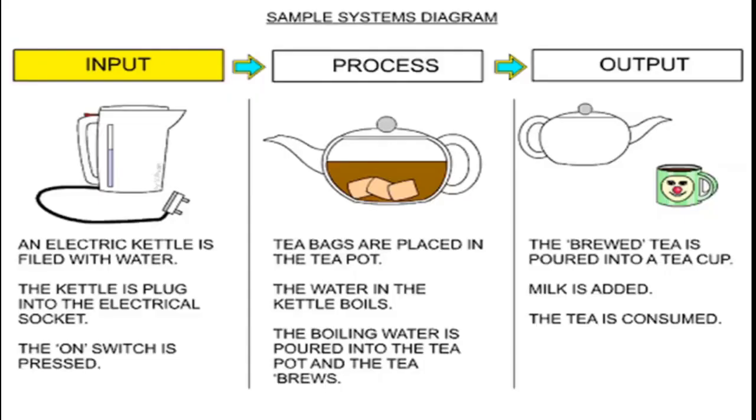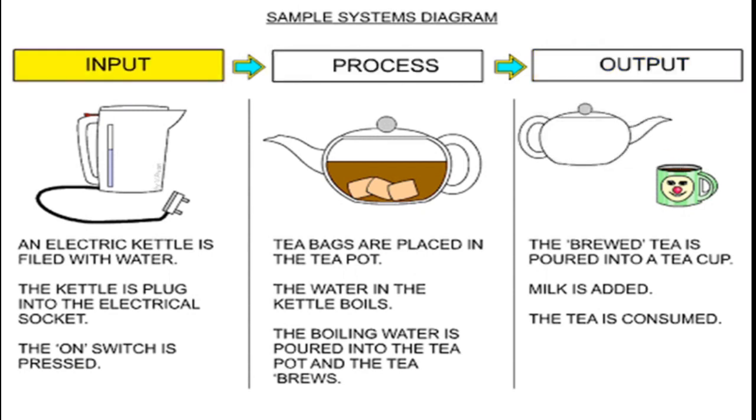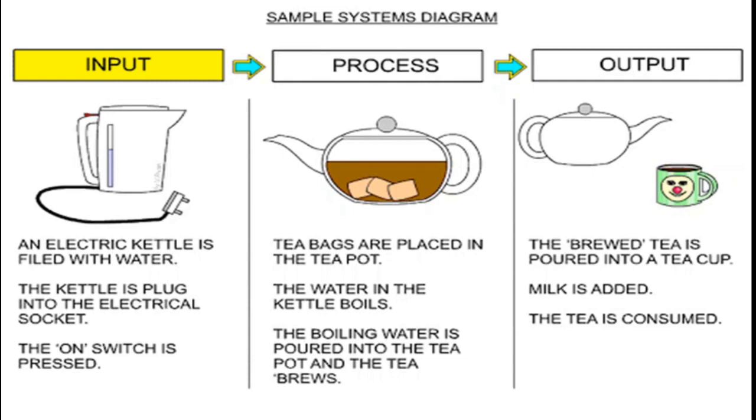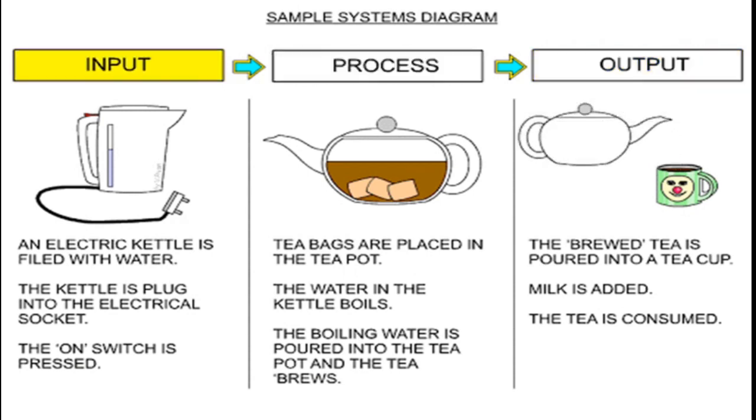This IPO cycle can be understood with the help of an example. Suppose, what are the steps that your mother takes when she prepares a cup of tea? First step will be done by your mother. An electric kettle is filled with water. The kettle is plugged into the electrical socket. The on switch is pressed. This is called input.